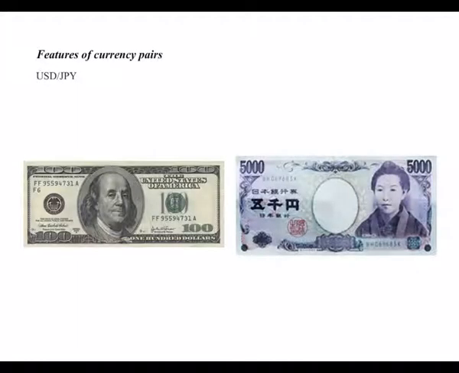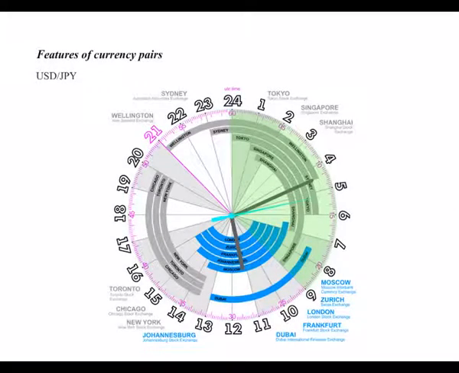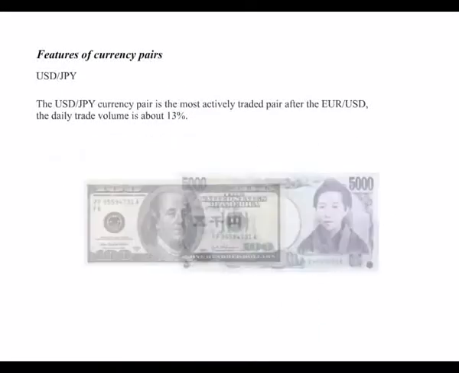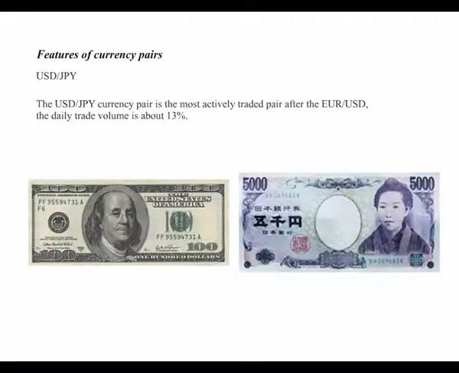The US dollar, the Japanese yen. Due to the fact that the Japanese currency is presented in the Asian country, the currency pair US dollar, Japanese yen is most actively traded in the Asian time zone. The US dollar, the Japanese yen currency pair is the most actively traded pair after the euro-US dollar. The daily trade volume is about 13%.